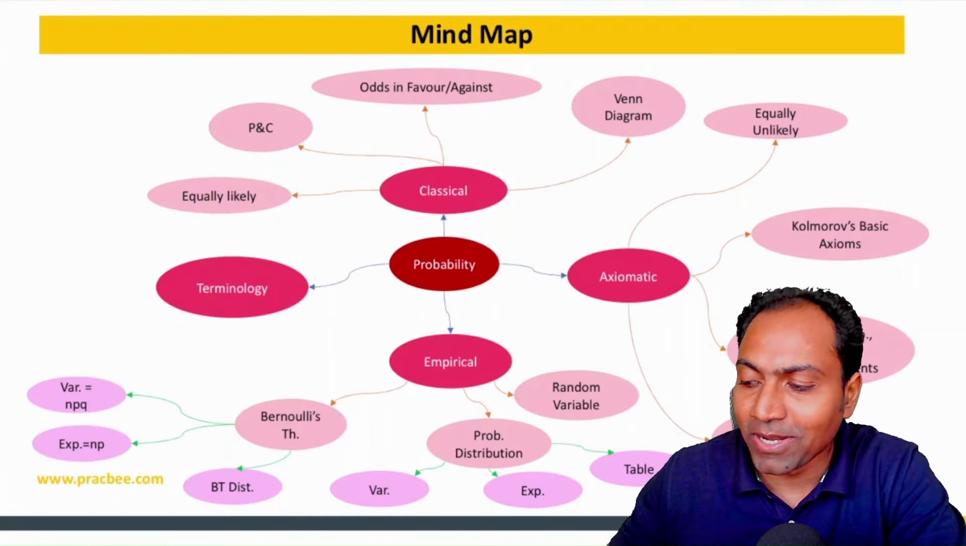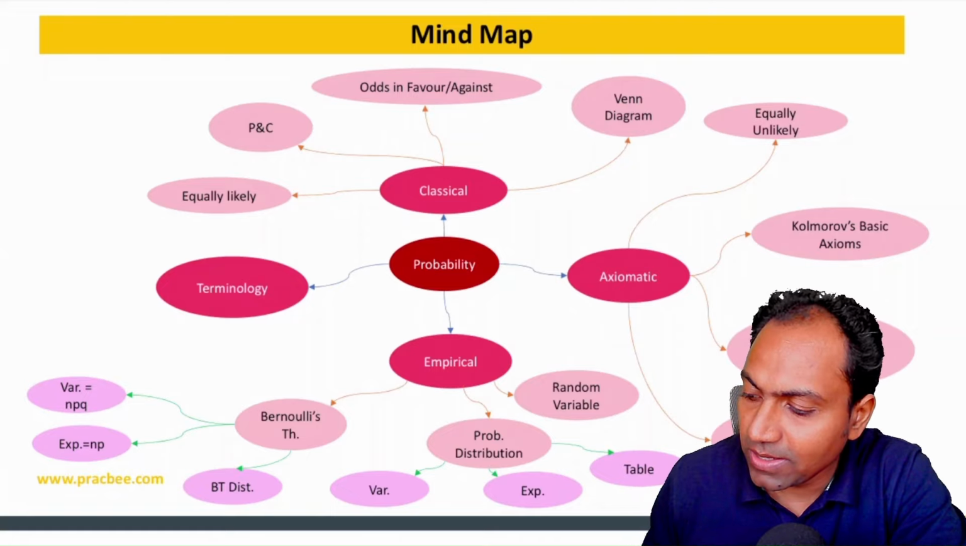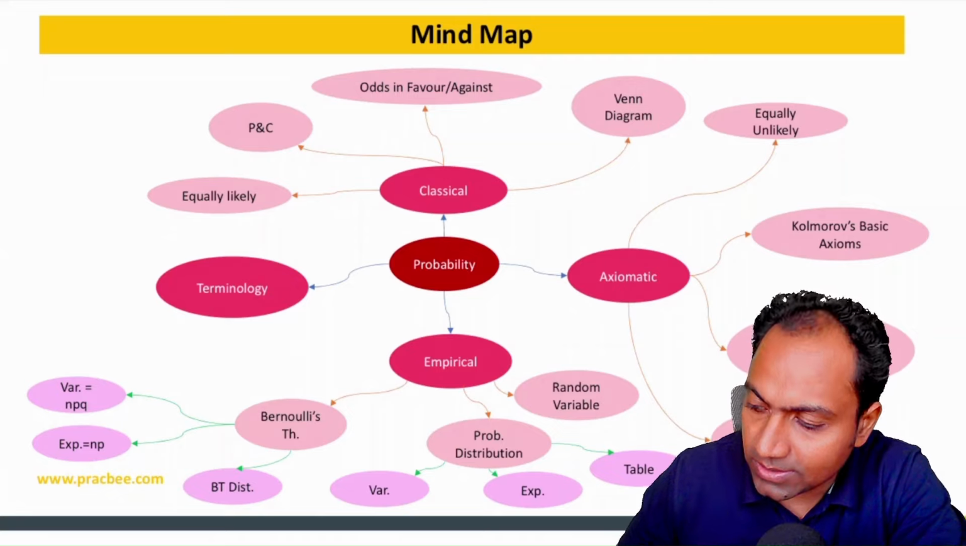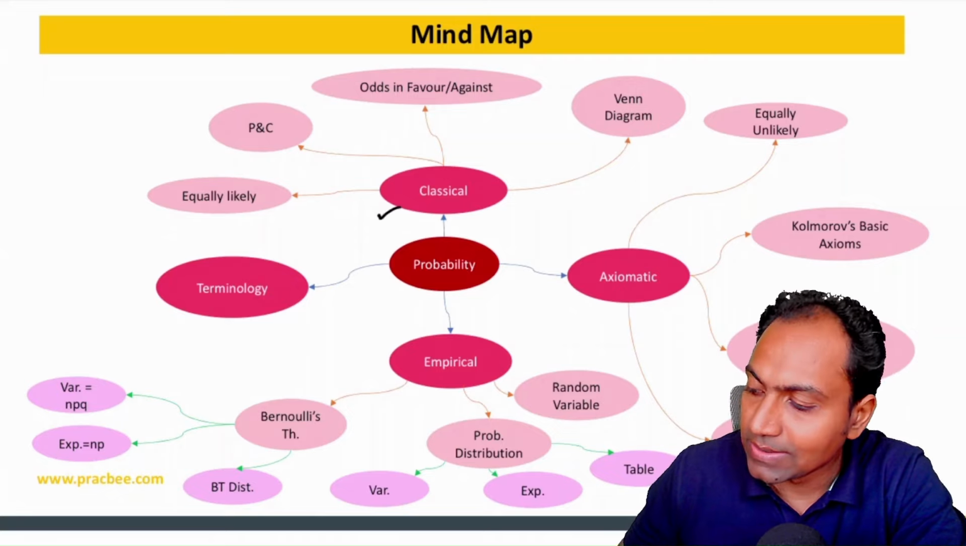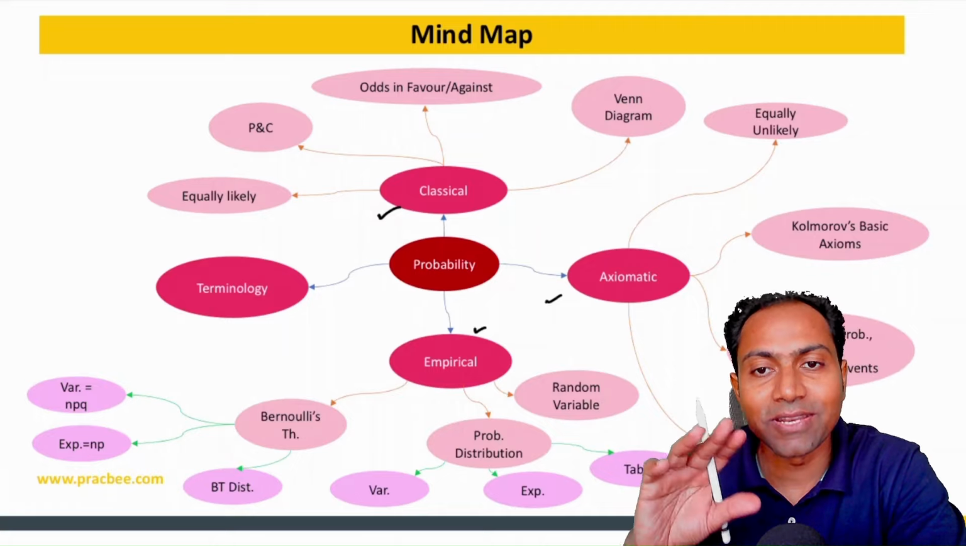Now if I start with the mind map and go into the actual syllabus of JEE, the actual syllabus of JEE revolves around 3 very important ideas. The first is classical probability, the second is axiomatic probability, and the third is empirical or statistical probability. So these are 3 major heads in this chapter.